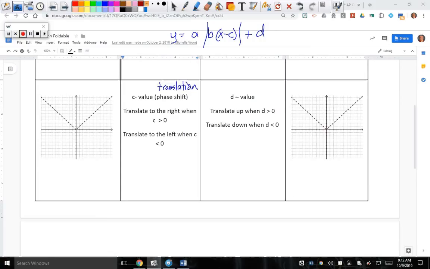And not English to Spanish translation, but a translation is like we were saying yesterday. Slide to the left, slide to the right, slide up, or slide down. Alright, so translate to the right when C is positive. Okay? So if C is positive, I know this looks confusing. But right now, because of my original default function, C is a positive 2.